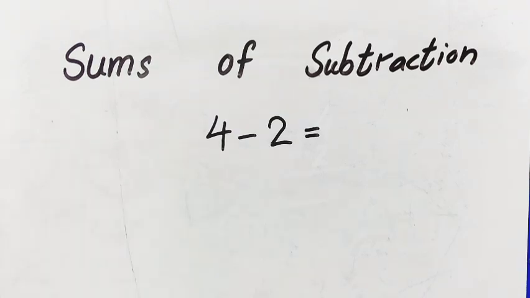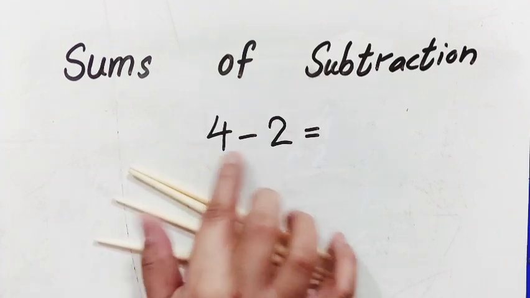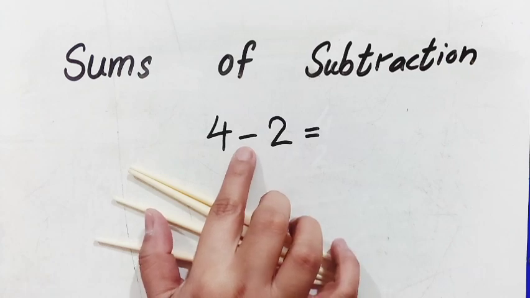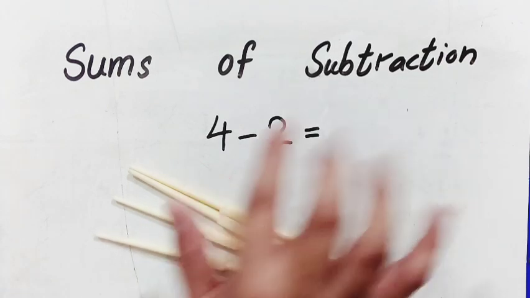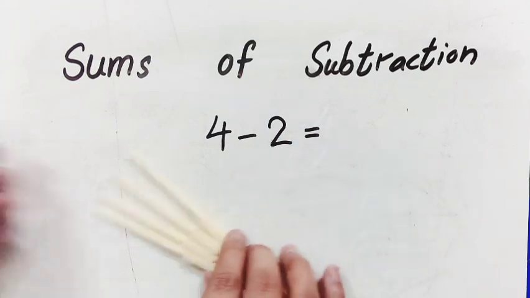To make this concept easier to understand, I have these counting sticks. First of all, our question is 4 minus 2. This is the sign of minus. Subtraction means we minus one value from another.